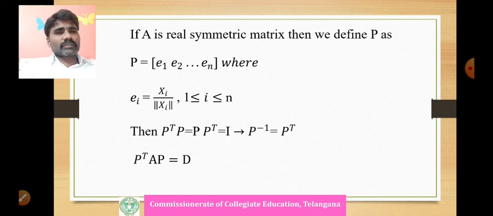We can apply this method whenever the given matrix is a symmetric matrix. Otherwise, we can go for the previous one, that is, find all distinct eigenvectors corresponding to distinct eigenvalues, define P and find P inverse. Then P inverse AP becomes D. If it is a real symmetric matrix, proceed like this.